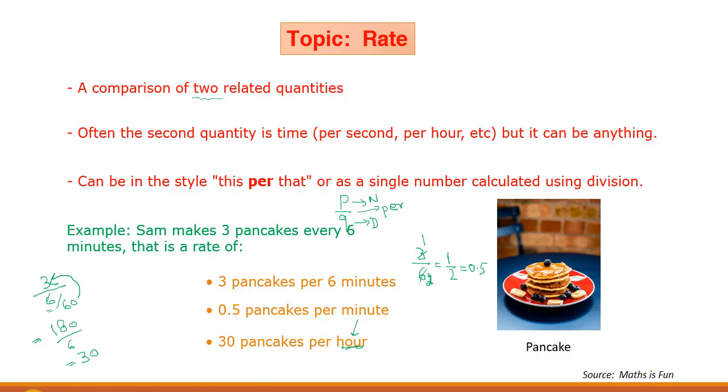Fine. Then per hour means, look at that, 6 times 1 and 6 times 30. So 30 pancakes per hour. We can also read it as an hourly rate of 30. Hopefully you have understood these simple concepts, and now we will move on to our practice.